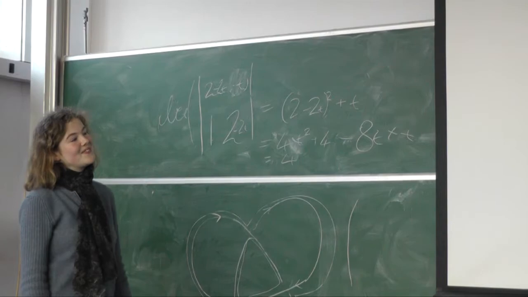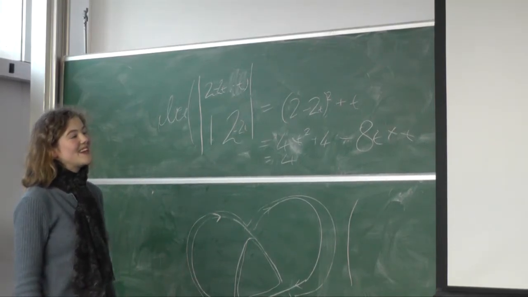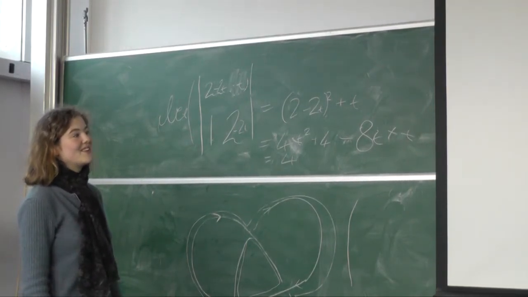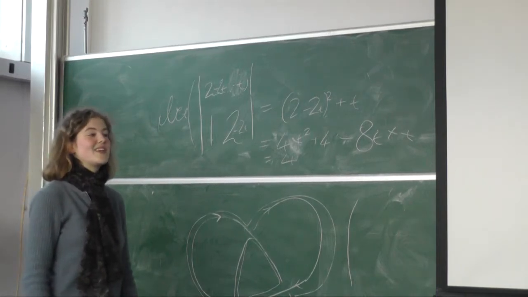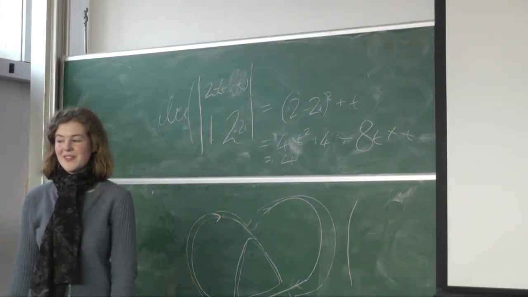So there's still lots to be done, but at least we can discount a lot of knots from being Celtic flats when we find that the Alexander polynomial isn't right.